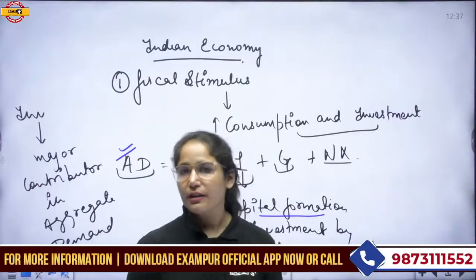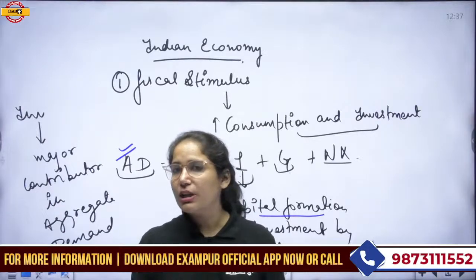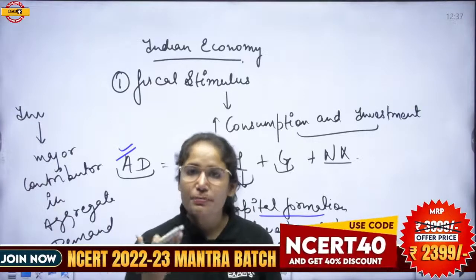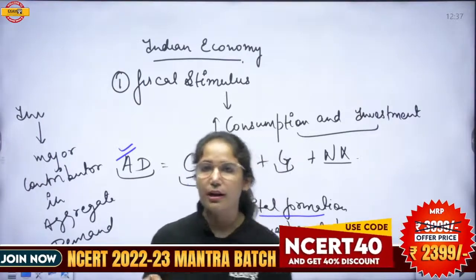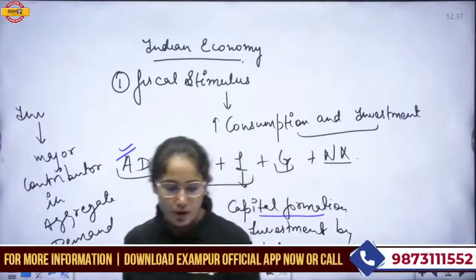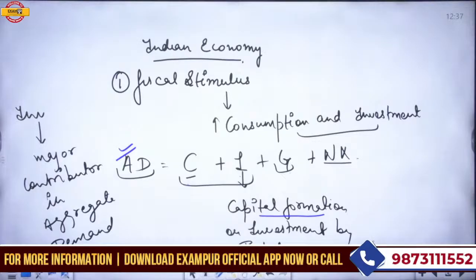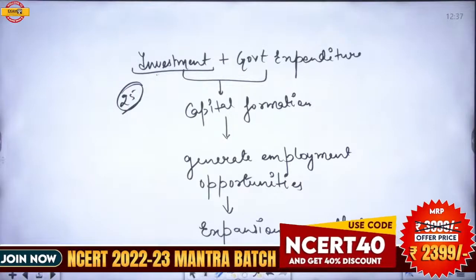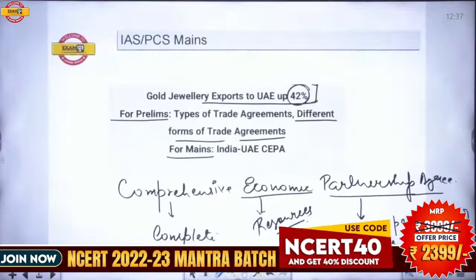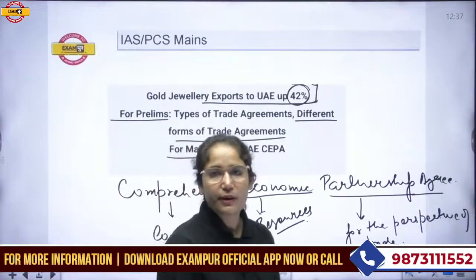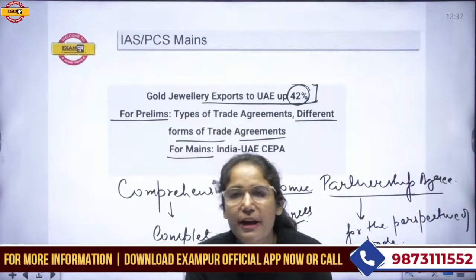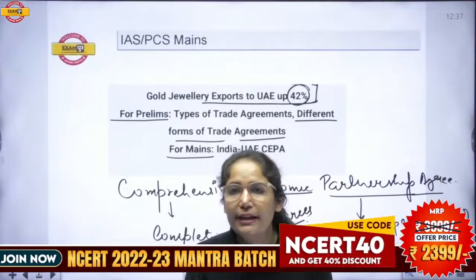Why do we refer to any component as productive in the economy? Because productivity comes into the picture when growth is taking place on an equality basis, with job opportunities and inclusivity. So investment and government expenditure form capital formation, generate employment opportunities, and expand output. The second article was about what kind of influence you see from exports expanded by 42% with UAE by India.